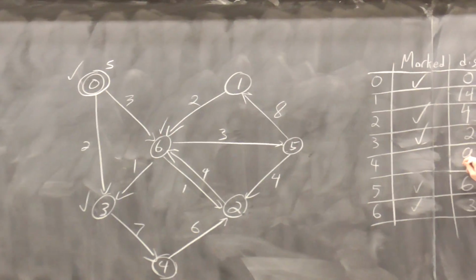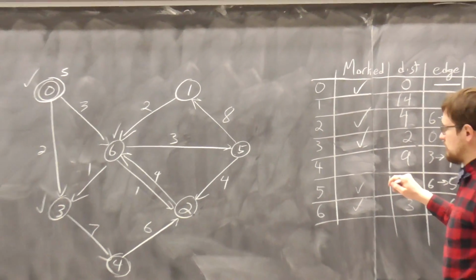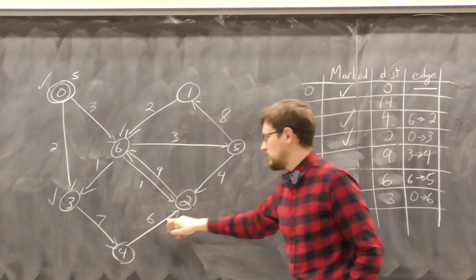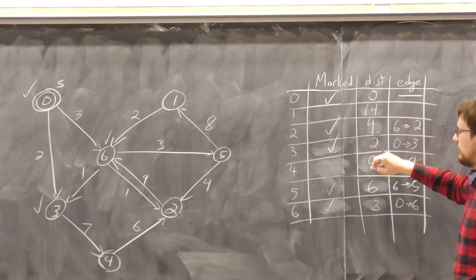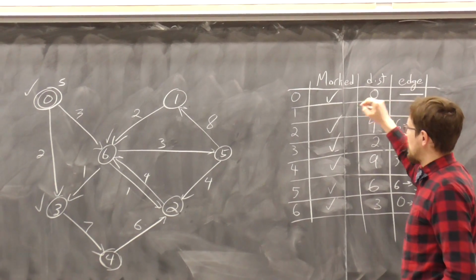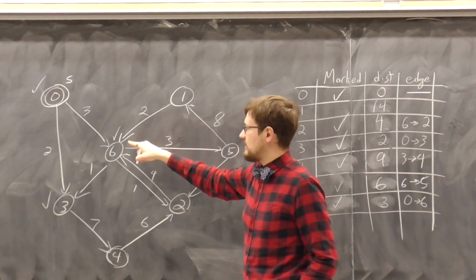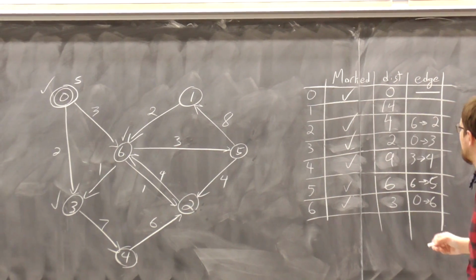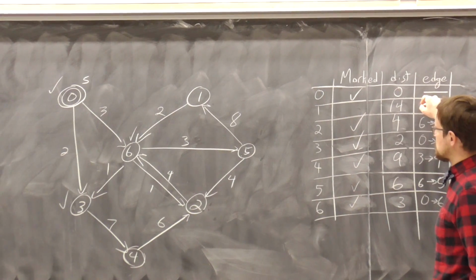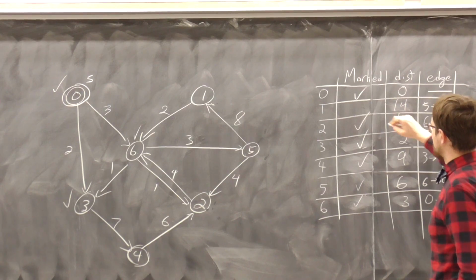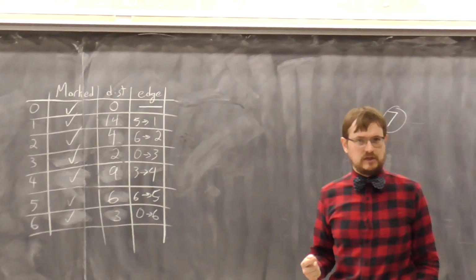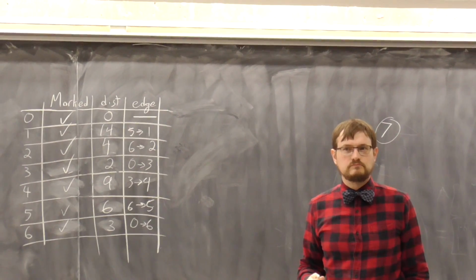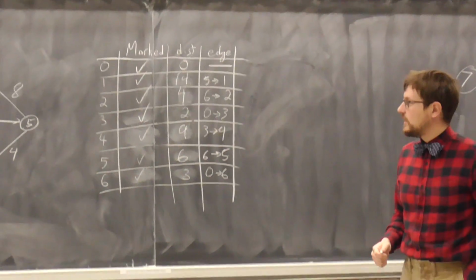The next shortest path, 14. 14, 2, obviously 6 plus 9 is not going to be less than 4, so that's fine. And then 1, we've got a 2 going back to 6. 6 is marked, so we don't care. Oh, I forgot to do the edge too, so that's 5 to 1. So there you go. Dijkstra's algorithm. You're welcome.